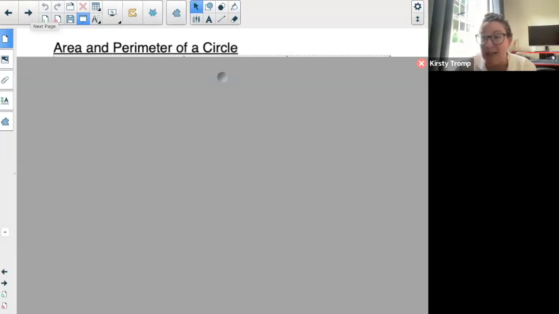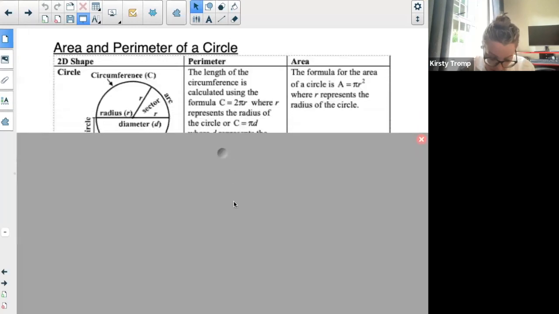We were looking at area and perimeter. We made a really nice table together, and then we were looking at area and perimeter of different shapes. We started with perimeter, and Miss Cat finished off with area on the Thursday. And tonight we're going to look at area and perimeter of a circle. Okay, so let's have a look.